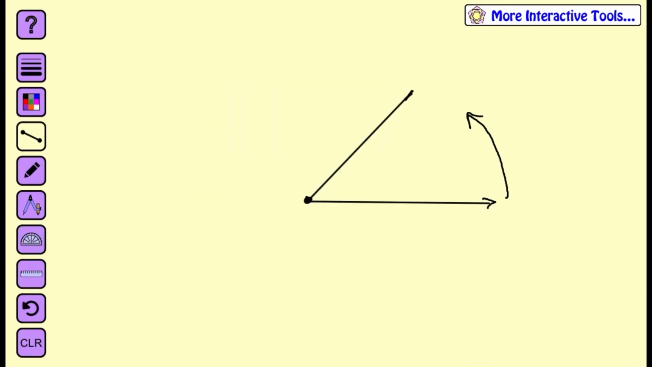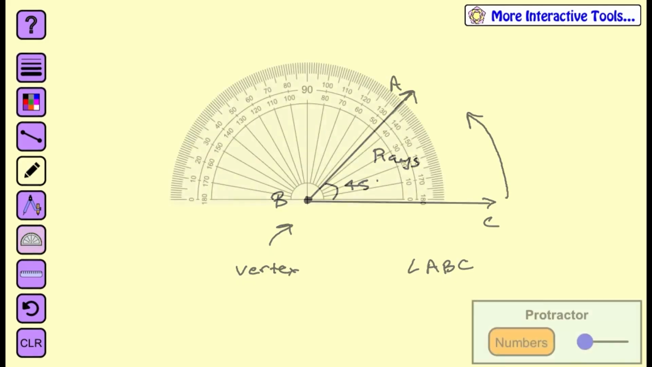Okay, now I can get rid of my protractor and label my angle. So this is the vertex, and these two lines are rays. And if I wanted to create an angle measure name, I could call it angle A, B, C, where A is here, B is here, and C is there. And this is a 45-degree angle.